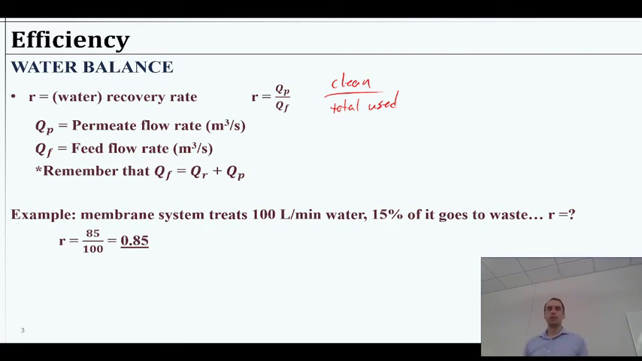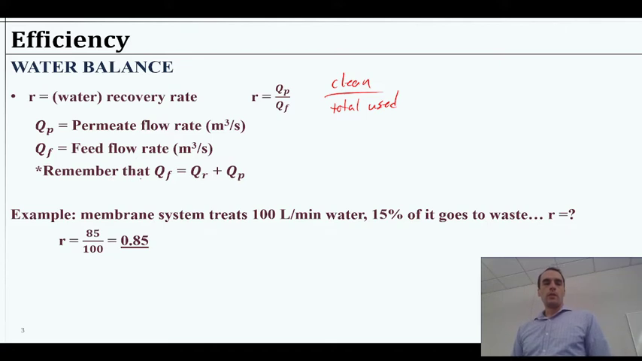Other systems, maybe you need more cleaning. Maybe you're not getting a whole lot of permeation. You have to send a lot through your concentrate line. So that's another thing, right? Your concentrate line is not just the backwash and stuff, but really how much water is going through the concentrate, carrying away the dirty stuff. If half of your water goes that way, you're not very efficient in terms of water used.